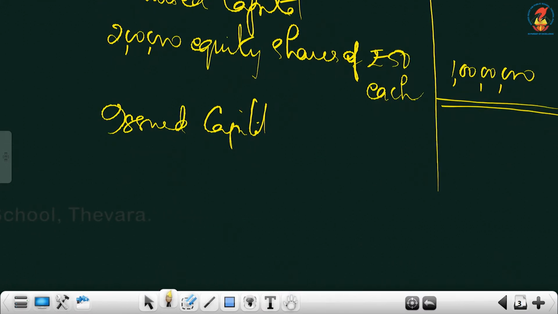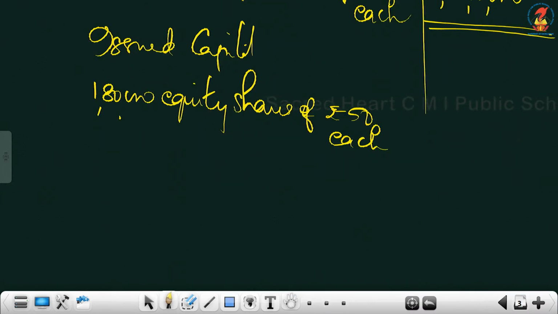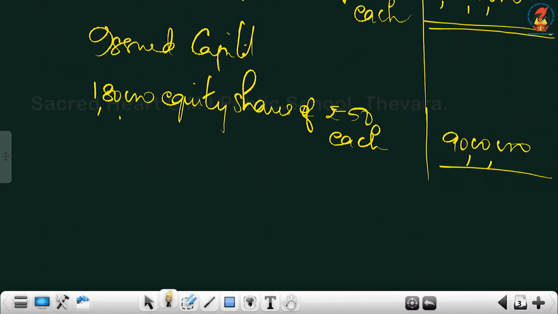Then issued capital. How many shares did the company issue? Just read the question. The company issued 1,80,000 shares. So you write 1,80,000. Specify whether it is equity or preference. So equity shares of rupees 50 each, the face value itself we issued. And the amount is 1,80,000 into 50, that is 90 lakhs. So write that in the amount column, then you double line this.